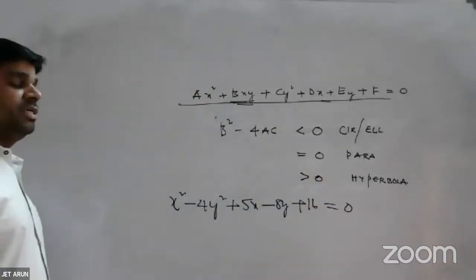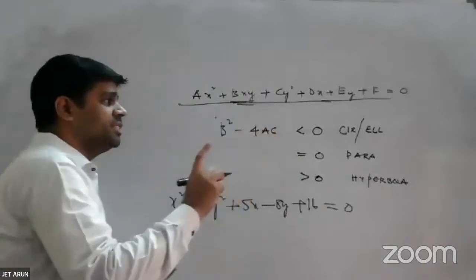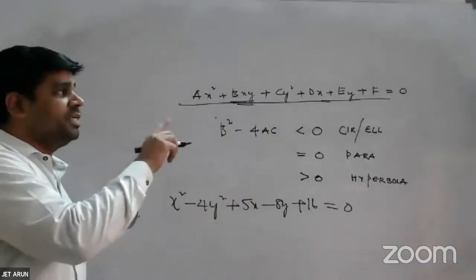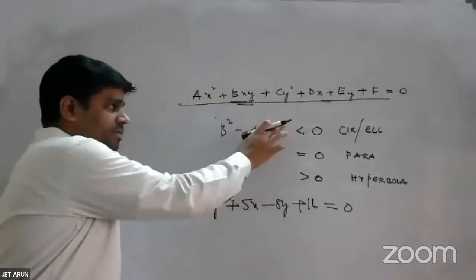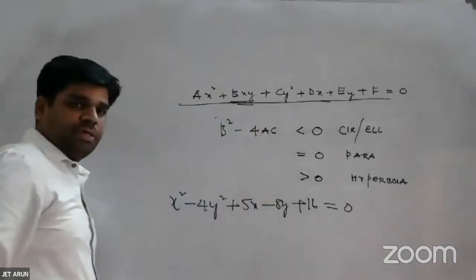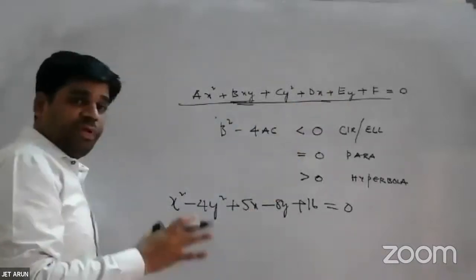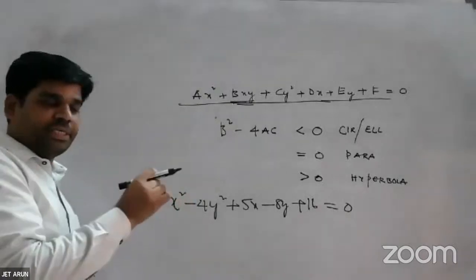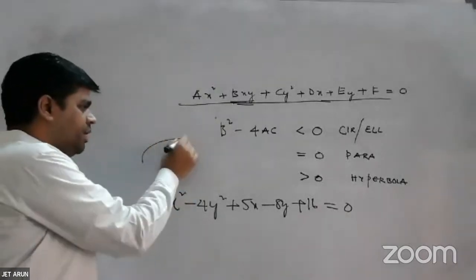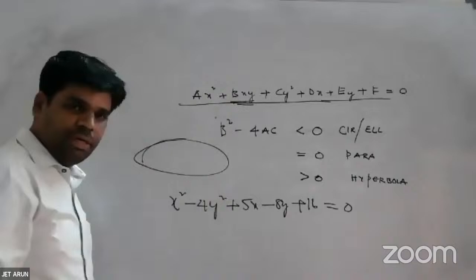So it's a hyperbola. Now, students, ABC is deciding whether it's a circle, ellipse, parabola or hyperbola. Then what are D, E, F deciding? This DEF will decide the position, the position of the center.